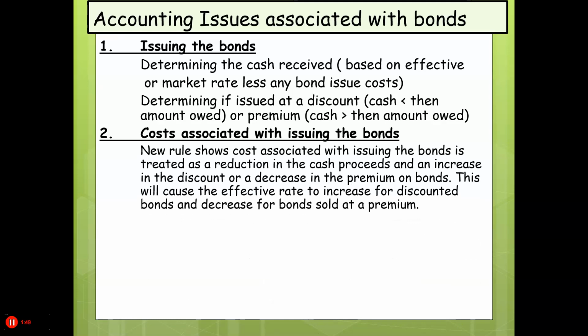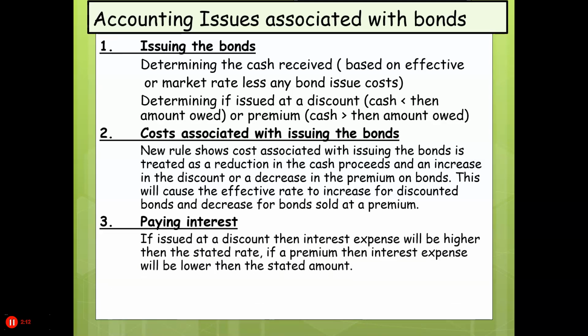Then we have costs associated with issuing the bonds. There's a new rule now that shows that costs associated with issuing the bonds are treated as a reduction in the cash proceeds and an increase in the discount or a decrease in the premium on bonds. This will cause the effective rate to increase for discounted bonds and decrease for bonds sold at a premium. And then, of course, we have the paying of the interest.